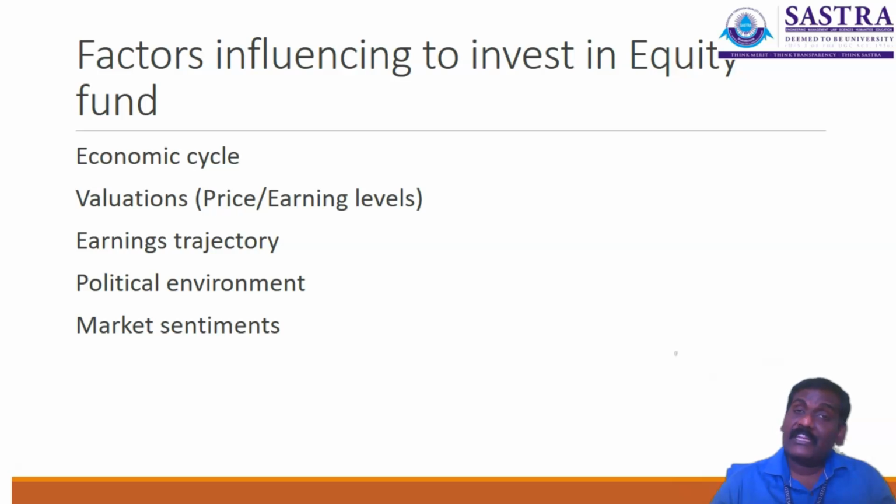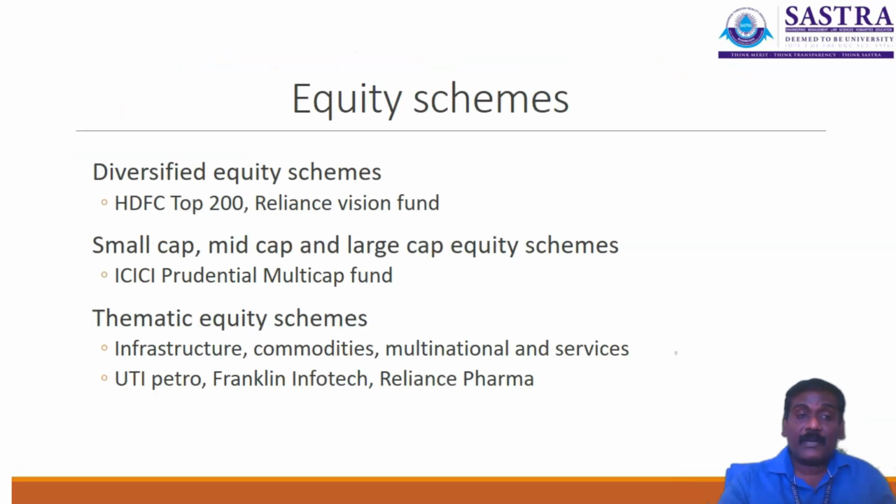And the earning trajectory is also a factor, which is the potential of earnings over a period of time for the particular company. It is forecasting what the growth rate may be over a period of time for making investment in that company. And the political environment, legal environment, and market sentiments are important factors influencing the asset management company to invest into equity or equity related items.